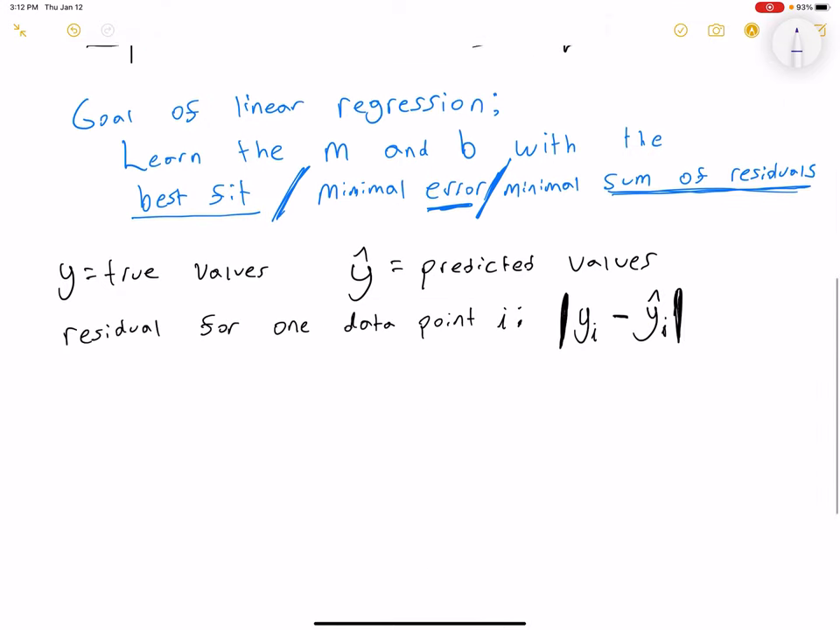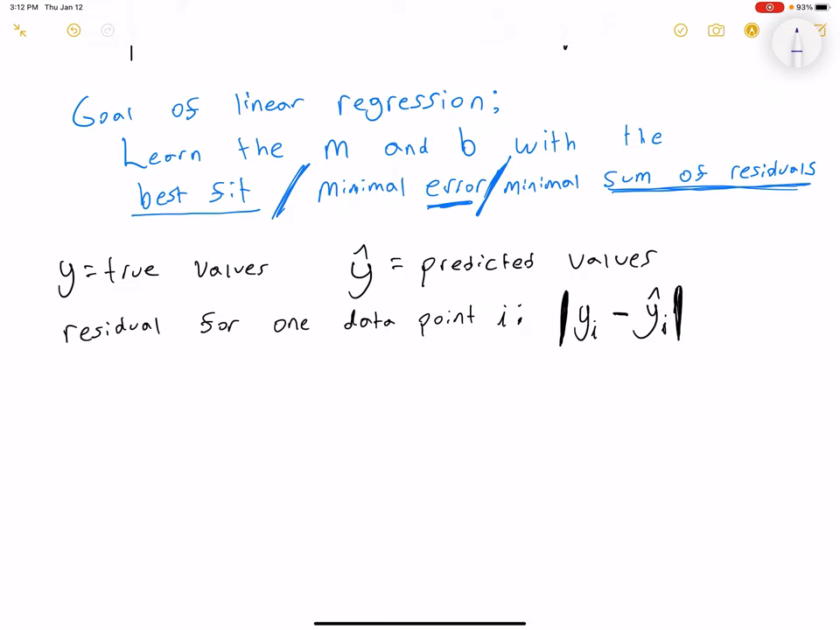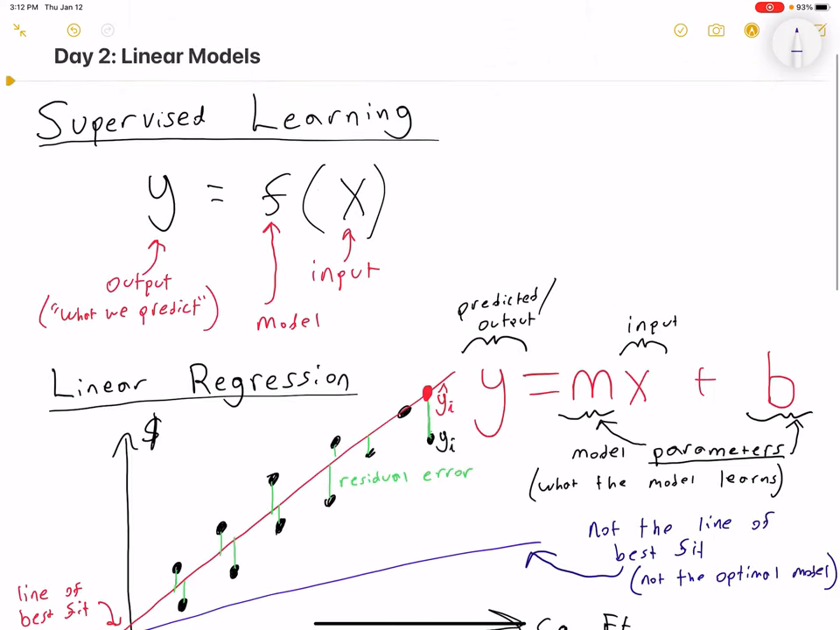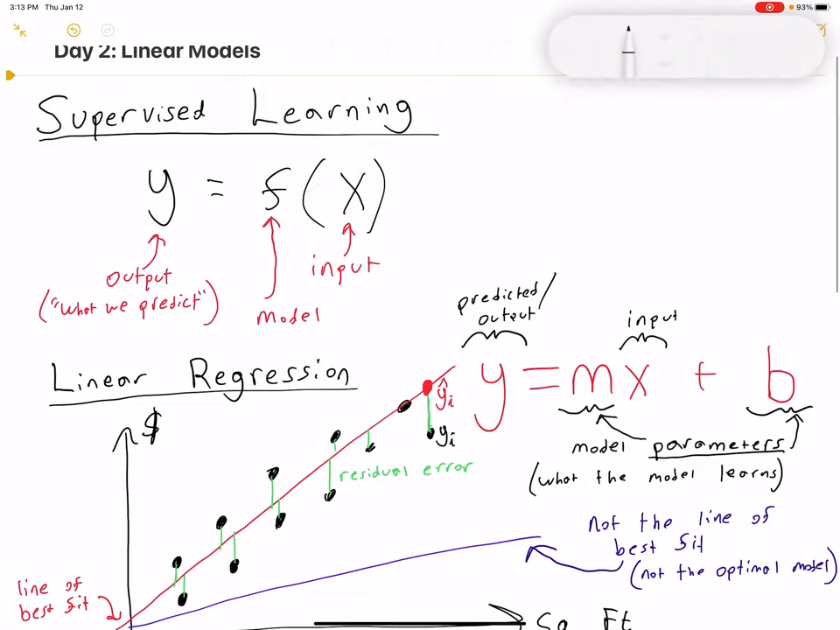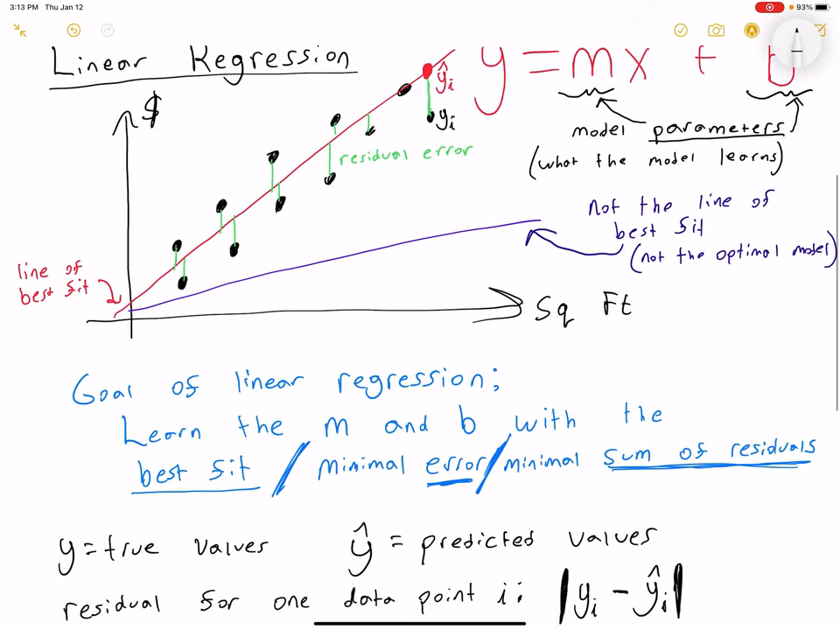Okay, so we have a term for a residual, absolute value of y sub i minus y hat sub i, or y hat sub i minus y sub i. It's the same thing because you're taking the absolute value. And notice that it doesn't really matter whether y sub i is up here or down there, because you're taking the absolute value. So even if you get a negative value, the distance is what you'll end up with.